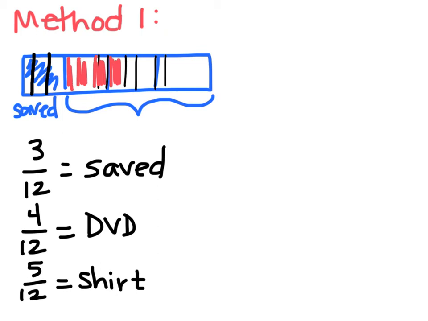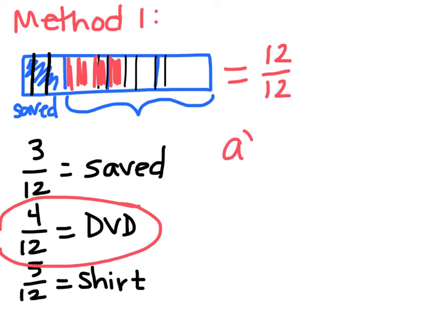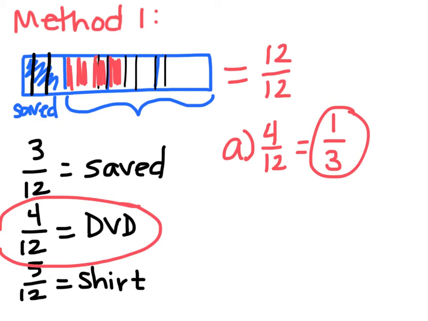Okay, so we know from looking at his money overall, when we've reworked this to be out of 12, his full amount was 12 twelfths, right? He spent 4 twelfths on the DVD. So the answer to A is 4 twelfths. But we need to simplify. We always want to show things in simplest form. He spent 1/3 of his money on a DVD. The second question was, how much of his money did he spend on the t-shirt? Well, he spent 5 twelfths on the t-shirt. Okay? So there's method 1 using the bar models.